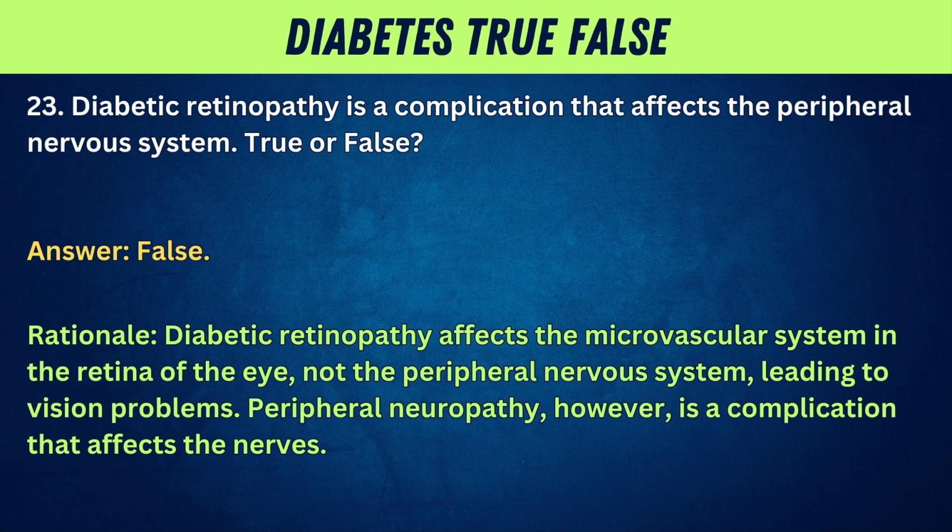23. Diabetic retinopathy is a complication that affects the peripheral nervous system. True or false? Answer: false. Rationale: diabetic retinopathy affects the microvascular system in the retina of the eye, not the peripheral nervous system, leading to vision problems. Peripheral neuropathy, however, is a complication that affects the nerves.